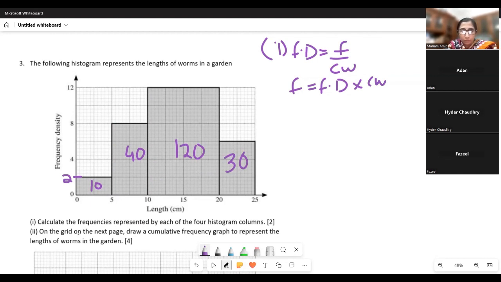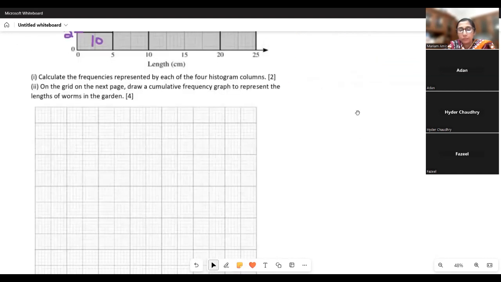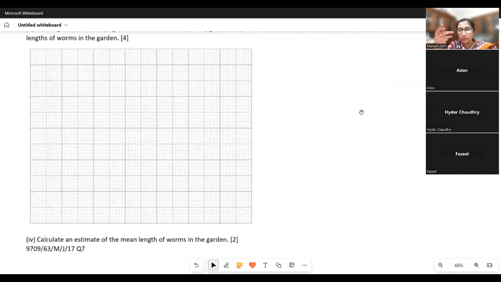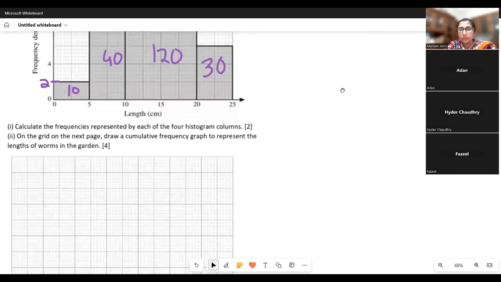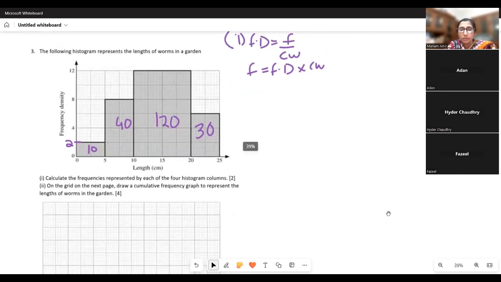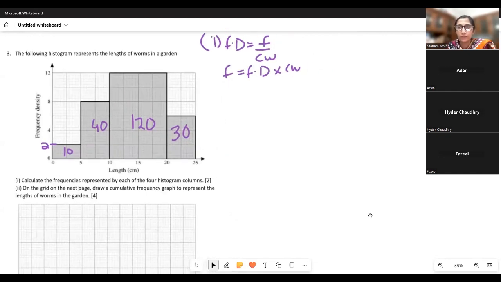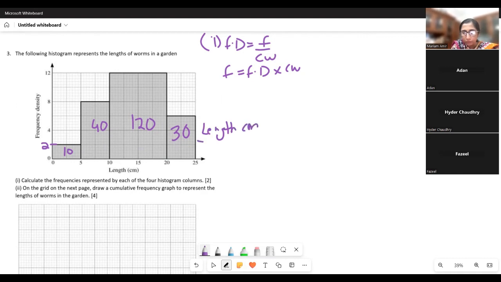On the grid, on the histogram, on the grid, on the next page, draw a cumulative frequency graph to represent this. अच्छा जी. अब cumulative frequency हम तब बनाएंगे जब हमारे पास cumulative frequency का टेबल हो. हमारे पास cumulative frequency का टेबल नहीं है, हमें histogram पता है. तो पहले histogram से हम frequency टेबल बना लेते हैं और उस frequency टेबल से cumulative frequency टेबल बना लेते हैं. So, अब इसका फ्रीक्वेंसी टेबल कैसे बनेगा? जो लेंथ है इन सेंटीमीटर वो यहाँ आ गया और यहाँ आ गया नंबर ऑफ वर्म्स या फ्रीक्वेंसी.